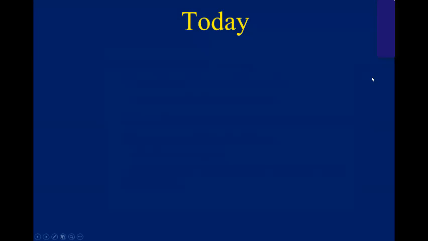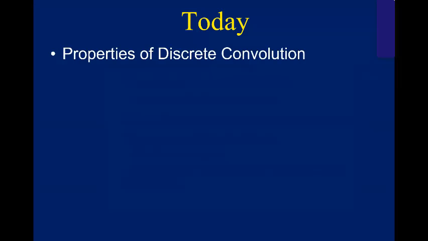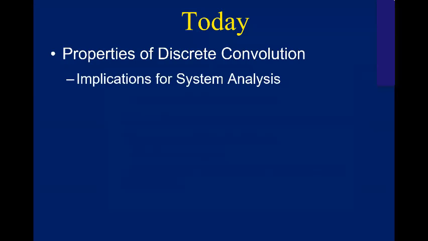Okay, so today what we're going to do is finish up our discussion about convolution, discrete time convolution. Last time we went through what it was and how we compute it. Today we're going to talk about some of the different properties of discrete convolution and what their implications are for how we do system analysis and how we analyze discrete time systems.